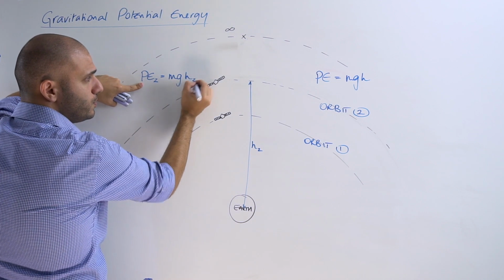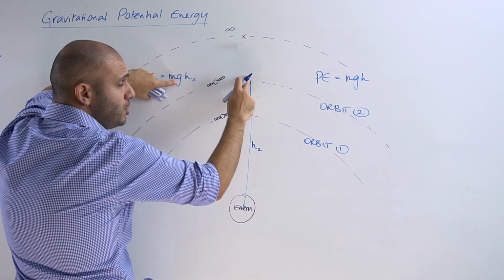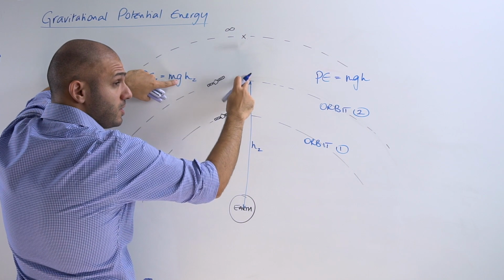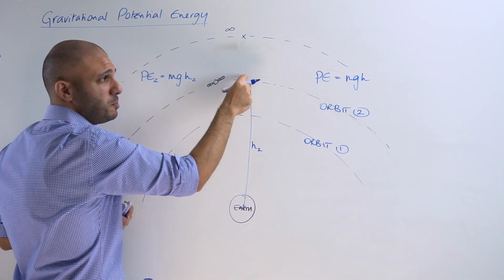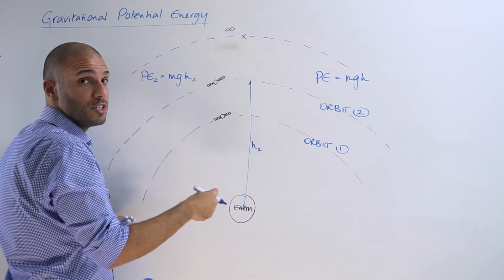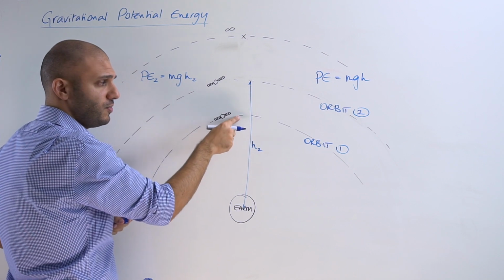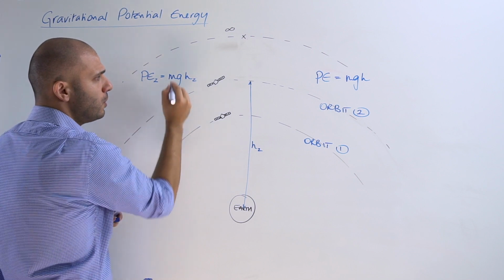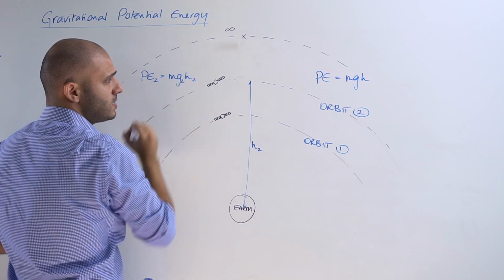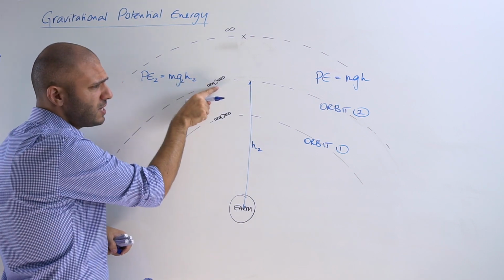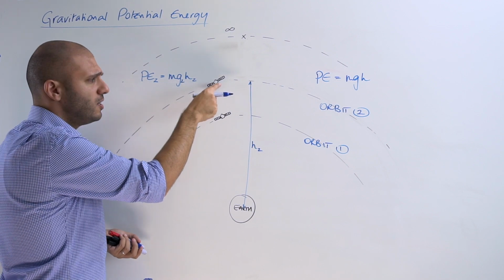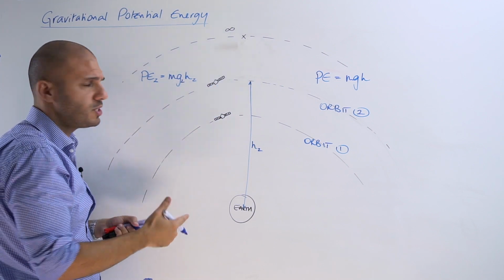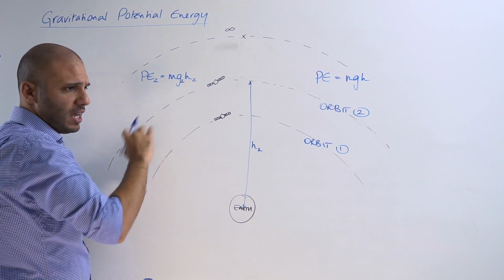labeled as H2. We also need to assume that this g, the acceleration due to gravity, the gravitational field strength that the satellite experiences at this distance away, is going to be different from the gravitational field strength experienced in this particular orbit, which is closer to Earth. So we also have to say that this is g2. The mass of the satellite, if this is the same satellite, will be the same in both orbits. So let me just leave mass as m.